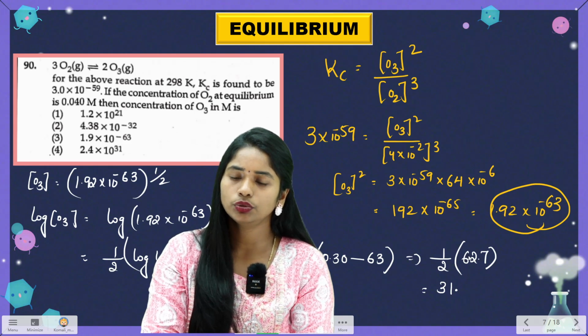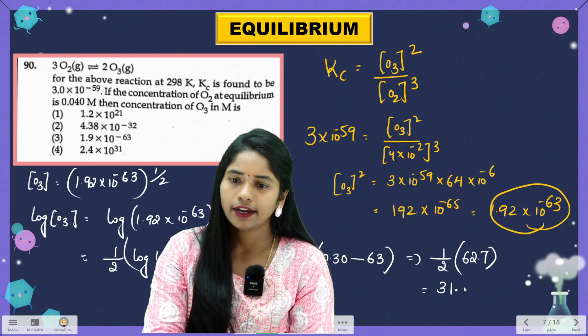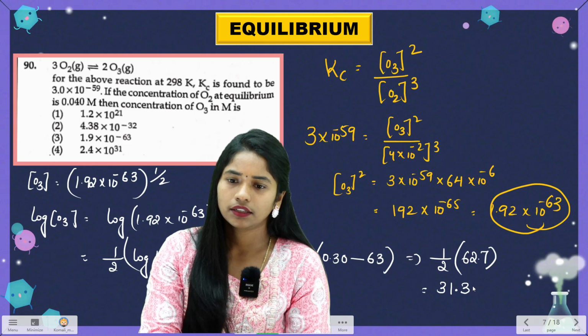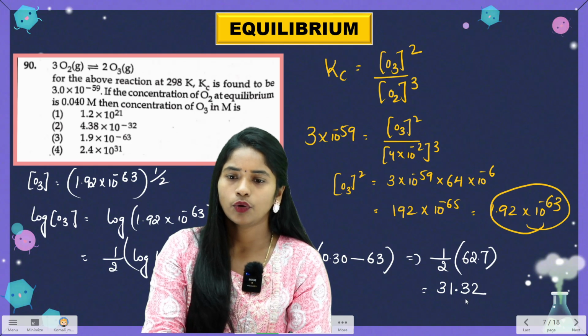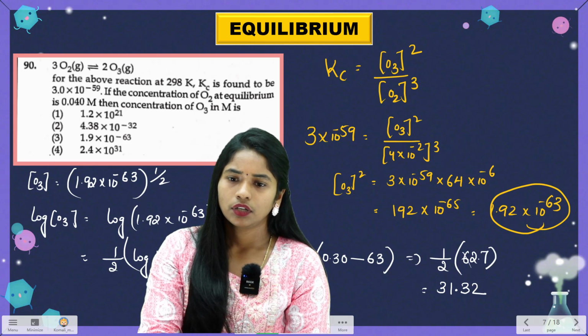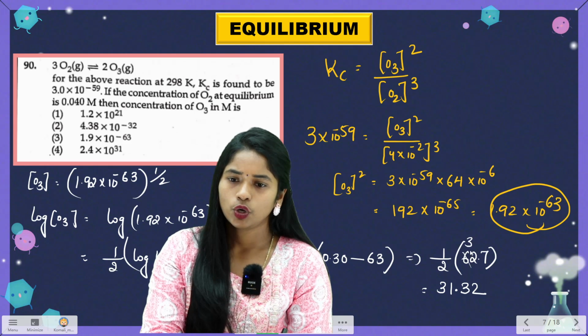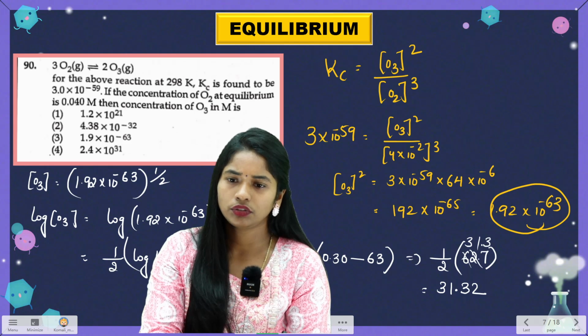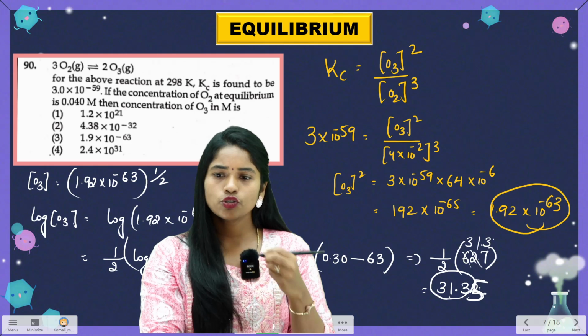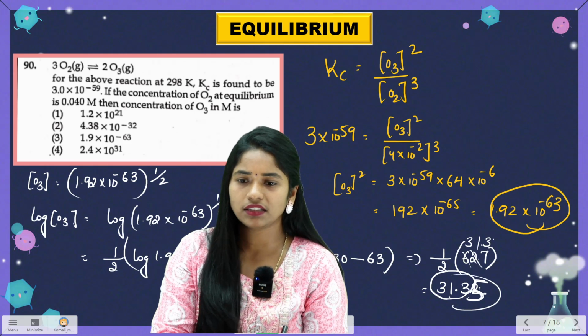2 ones are 2, 2 threes are 6, 2 threes are 6, 2 ones are 2, 1 is left. So I can take it as 31.3, and 5 I can take, because 2 fives are 10, so I can take it as 31.35, correct.